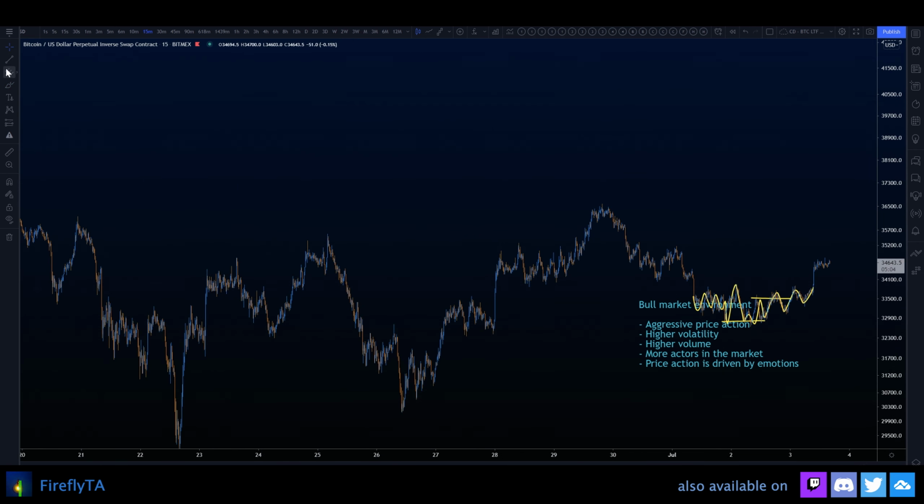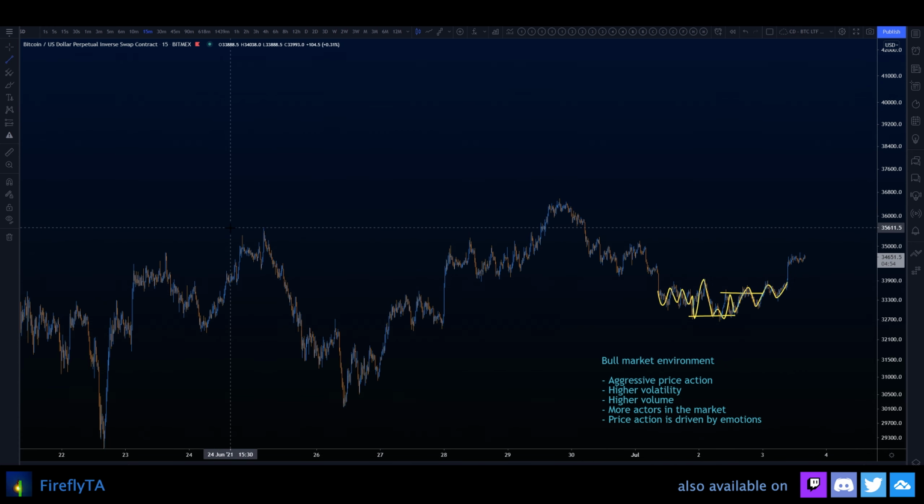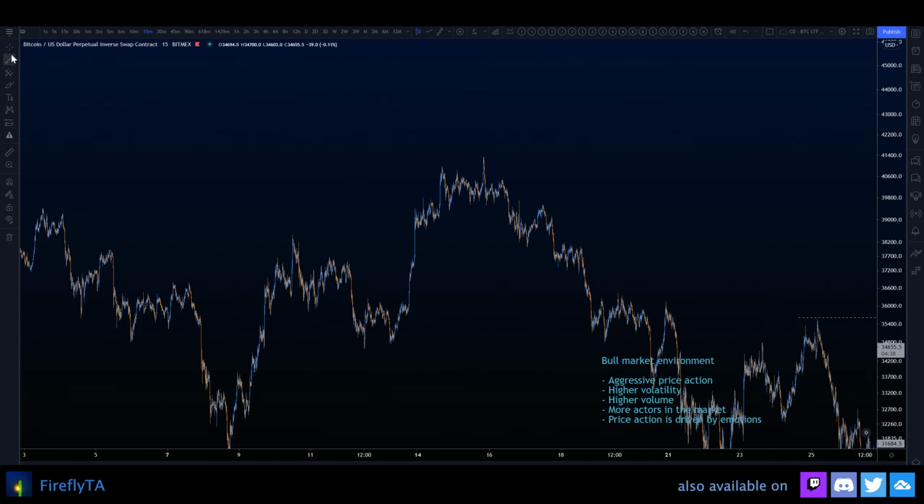This is also a reason because of the emotions and the nasty tricks that smart money is playing on the newcomers in the market. Like this failed breakout, for example. This is broken. FOMO is going on, selling, and down again. Failed breakout, reversal.